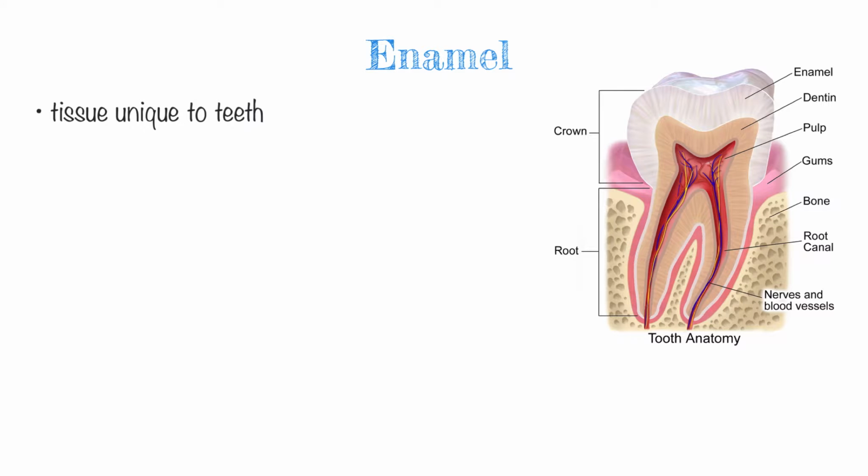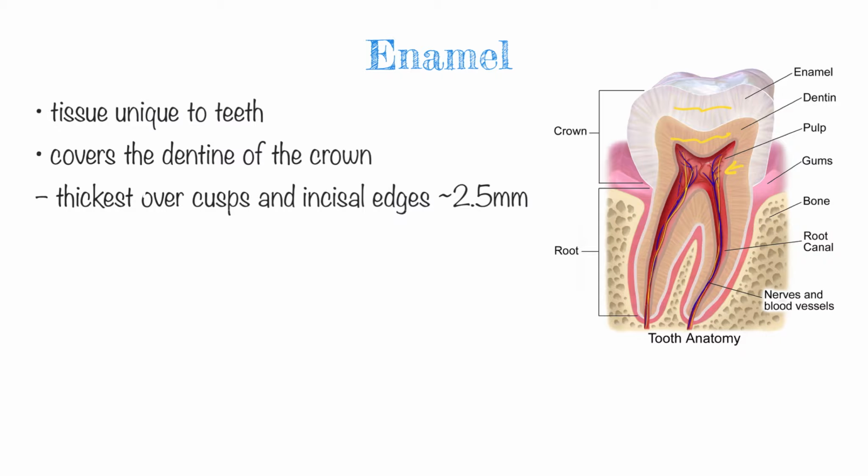Let's start by talking about enamel. Enamel is a tissue unique to teeth, and it covers the dentine of the crown. So here is the pulp at the center of the tooth, and then here is the dentine, and here is the enamel covering the dentine. All right? Enamel is thickest over cusps and incisal edges.